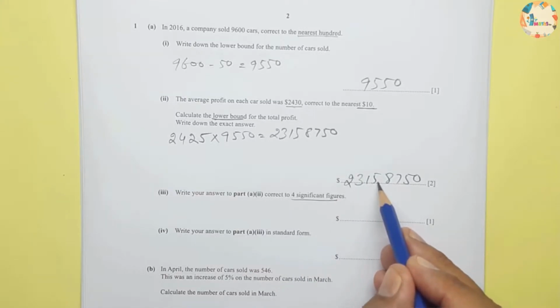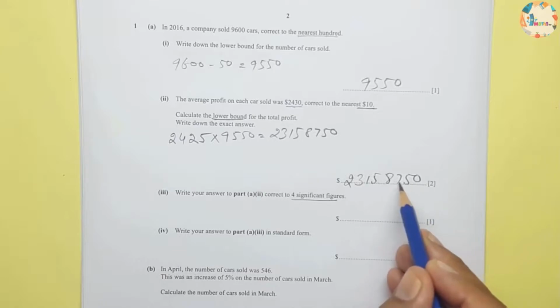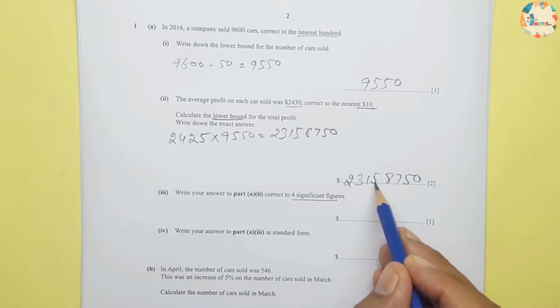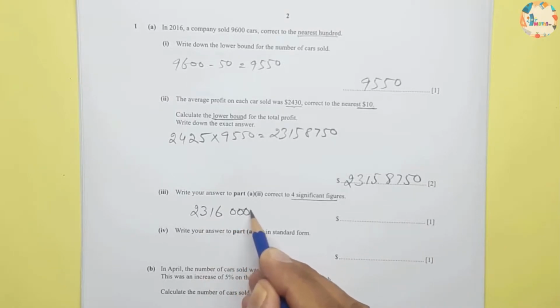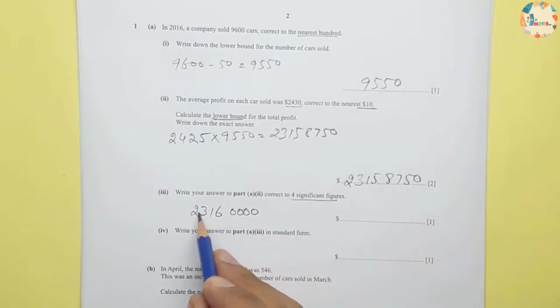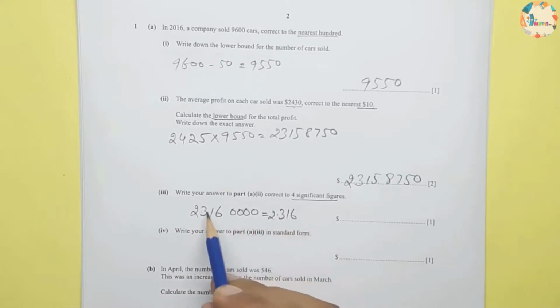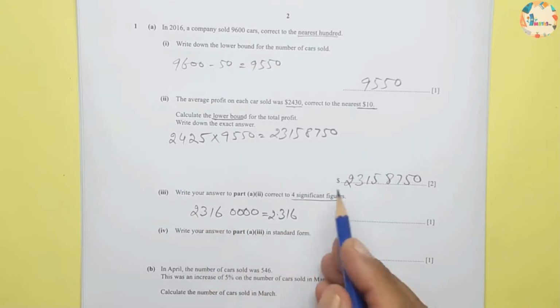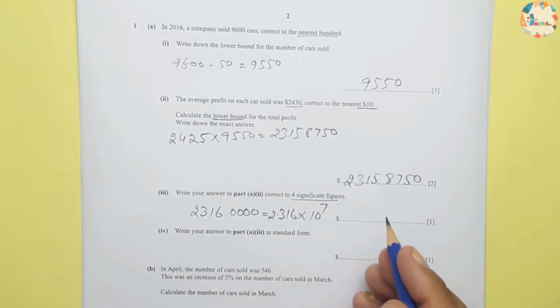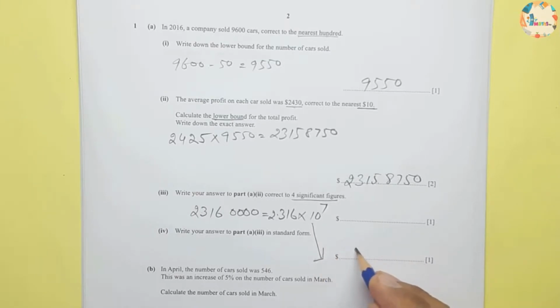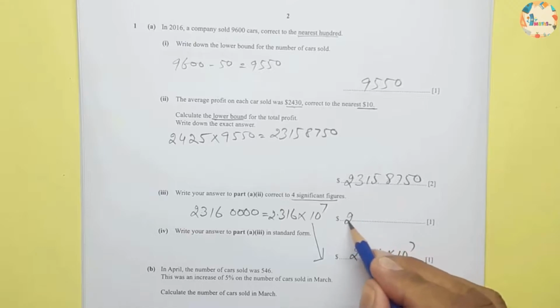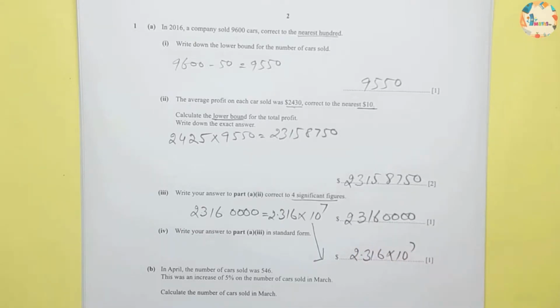Write your answer to part A, part 2, correct to 4 significant figures. So 1, 2, 3, 4 numbers, and the rest all zeros. When we remove this 8, the previous digit is increased by 1, so we can write 2316 and 4 zeros. In scientific form, this will be 2.316, and 7 digits, so 10 raised to the power 7. So we can write the answer in standard form as 2.316 times 10 to the power 7, and this number we can write here as 2316 and 4 zeros.